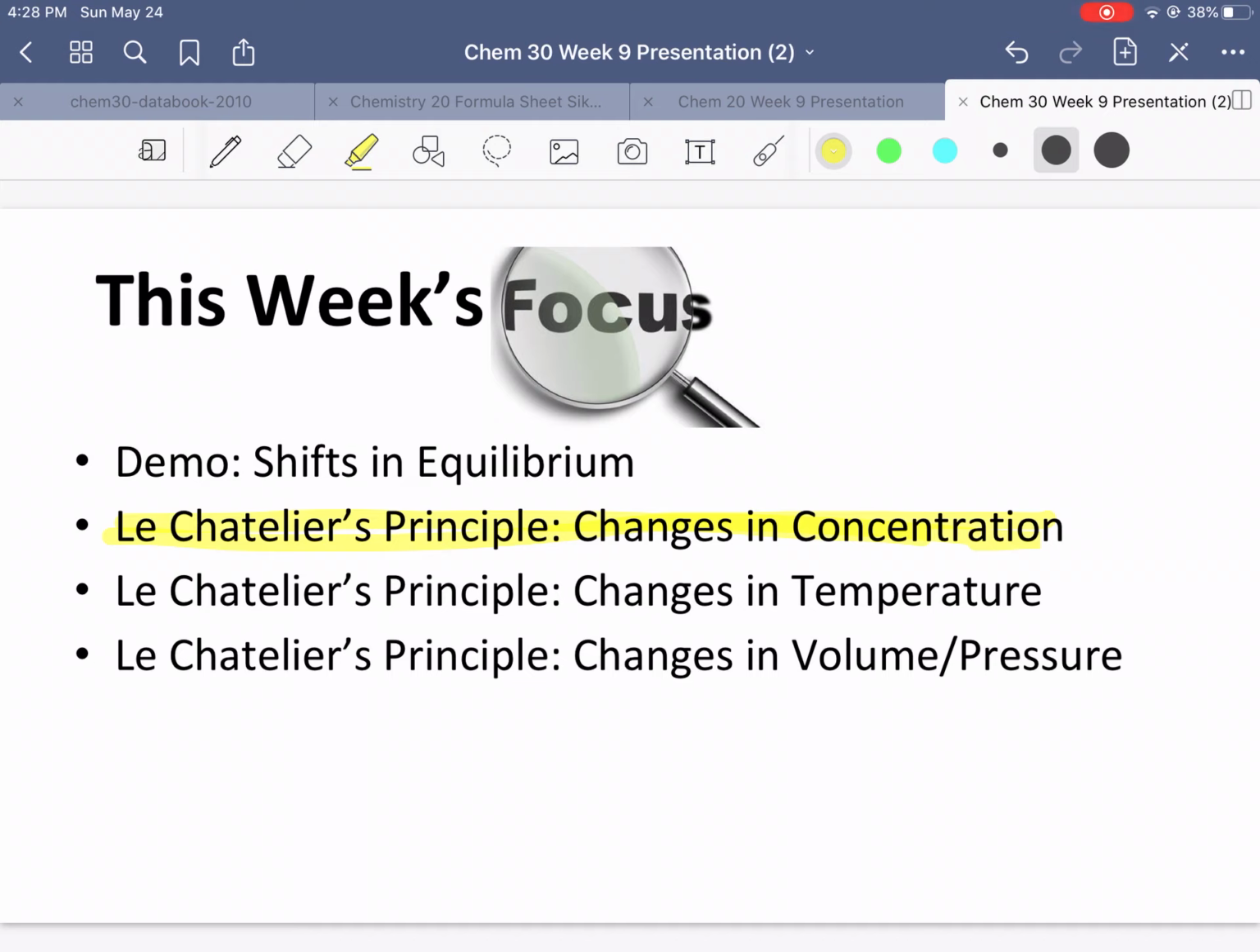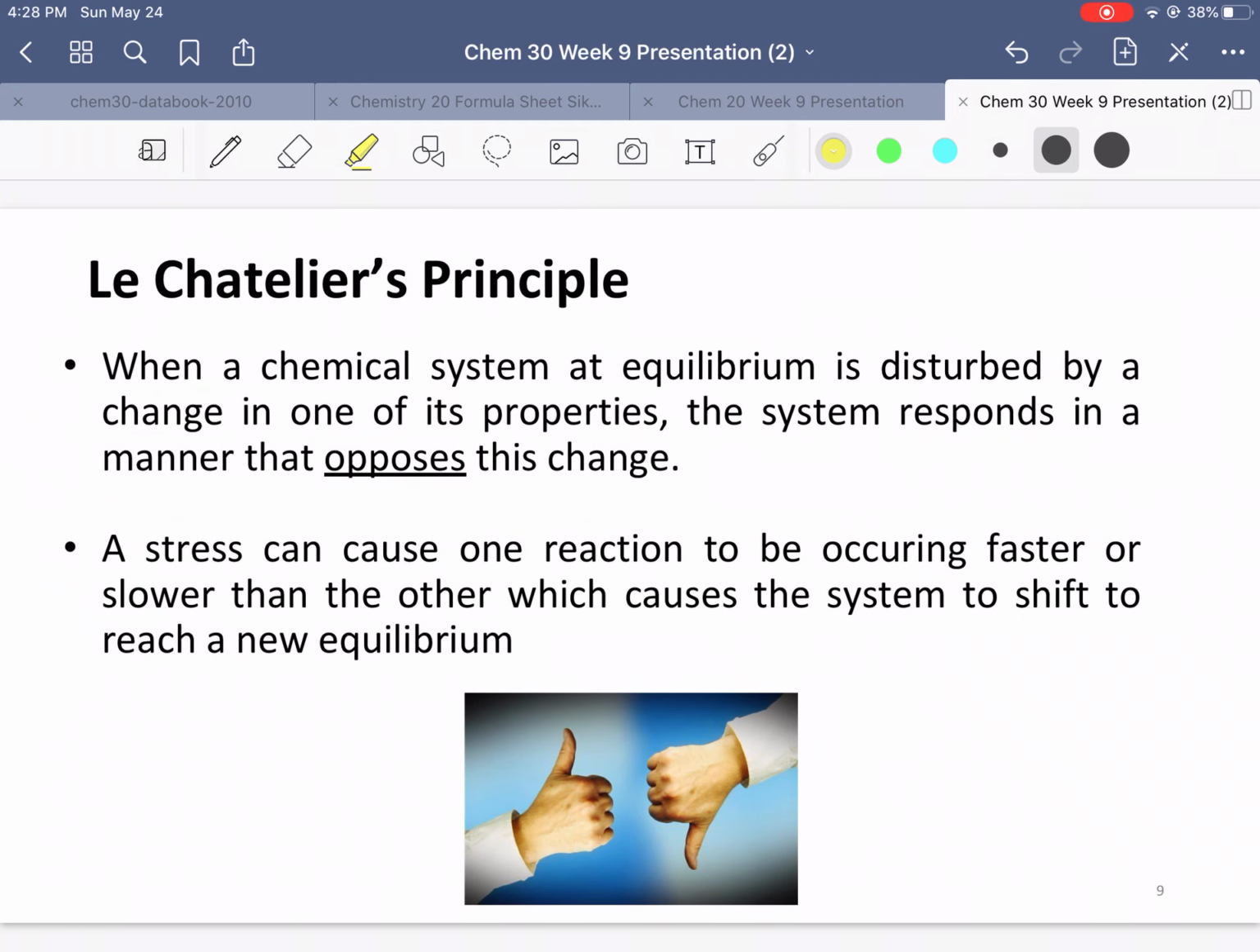So all I mean by that is if you add a certain chemical that's part of an equilibrium, or you remove a specific chemical that is part of an equilibrium, what sort of a shift will that stress cause on the equilibrium? So check it out.